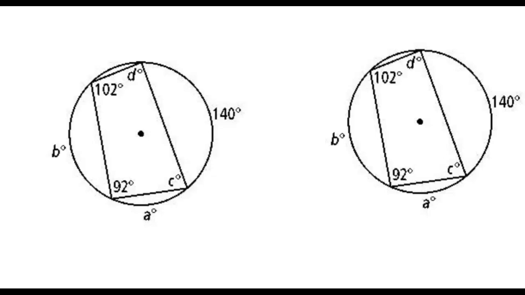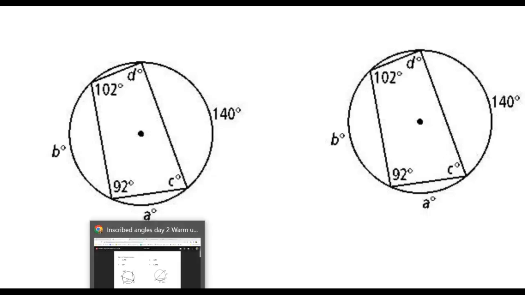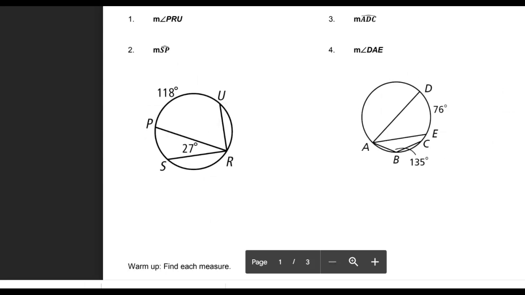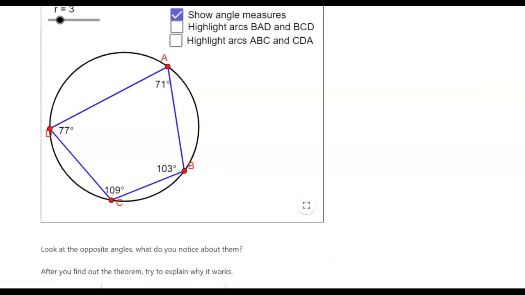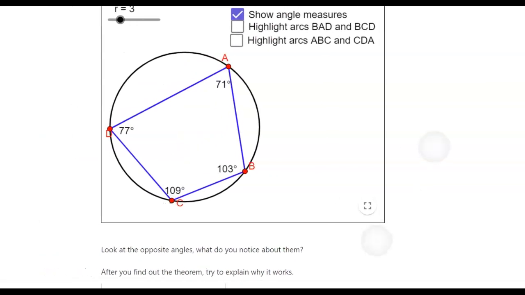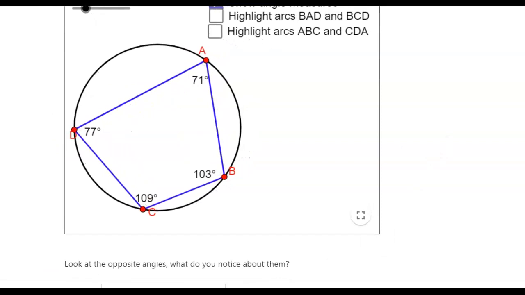And remember, math is patterns, so I'm going to show you this picture. And if we look at this picture, I'm going to zoom in a little bit. We want to look at the relationship between the opposite angles. And if you look at this, and I can't write on this, but the 77 and the 103 add up to 180. The 71 and the 109 add up to 180.